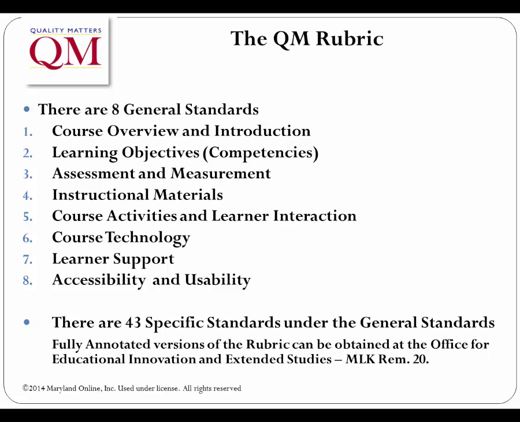We went over General Standard 2, learning objectives and competencies, in week 2. Week 3, we went over assessment and measurement, and instructional materials. And this week, week 4, we're going over course activities and learner interaction, and then General Standard 6, course technology. We'll finish out with week 5, learner support, General Standard 7, and General Standard 8, accessibility and usability.